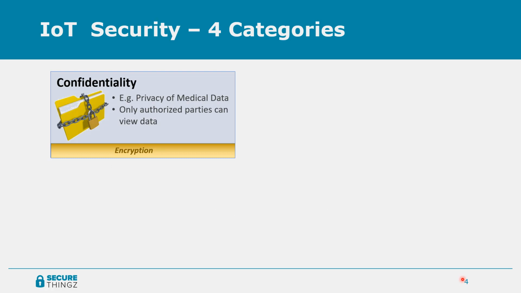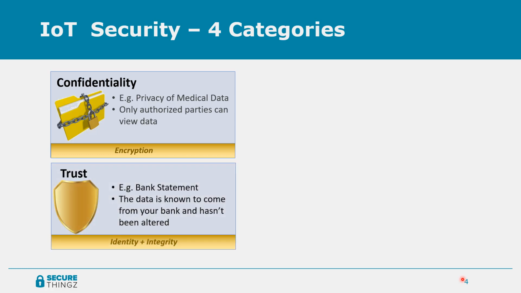Let's have a look at the four categories of security, just as a summary. Confidentiality: this is where encryption is key, where information can be seen by a man in the middle, should we say, and he cannot get to the real information because of the encryption method used. Trust: this is where the data is known to come from a known source. It's not been altered, so you can check the integrity. We use hashing and identity to ensure trust.